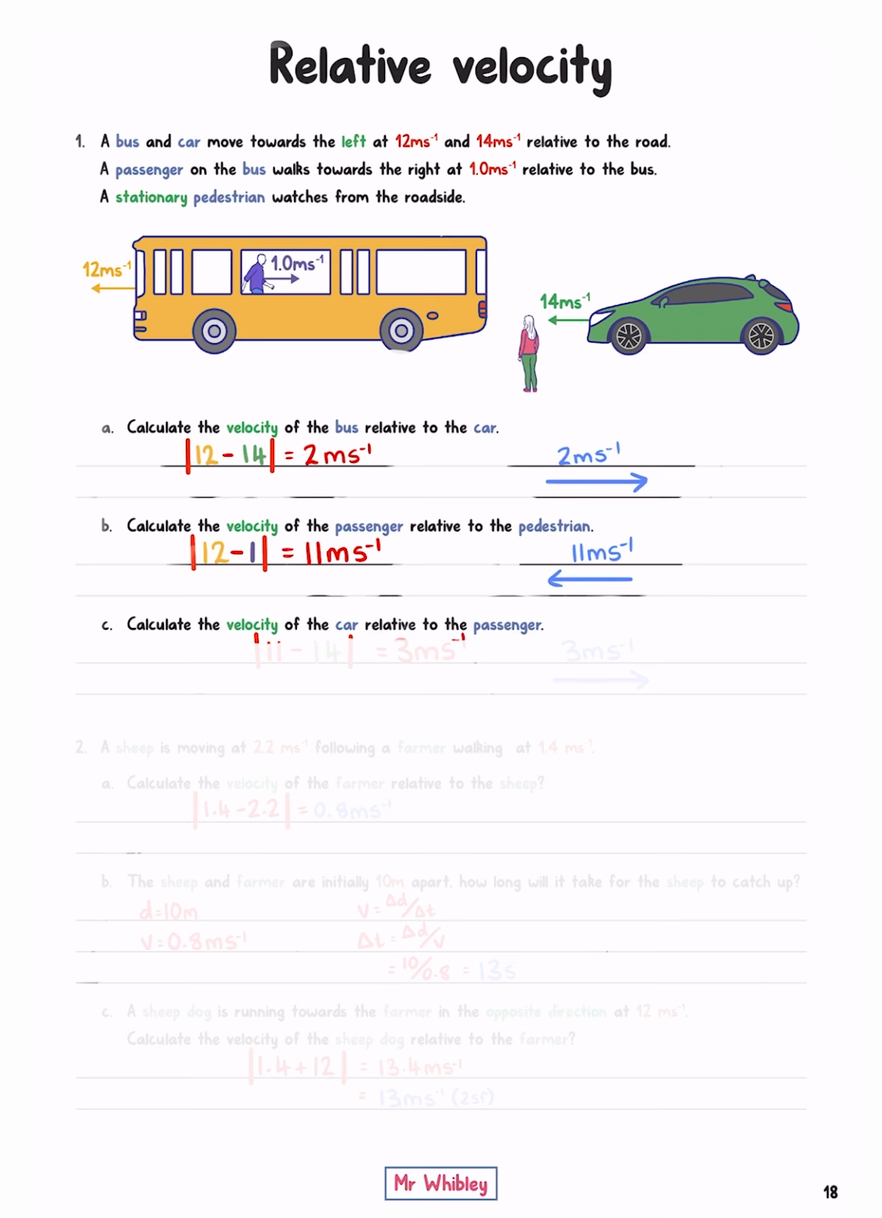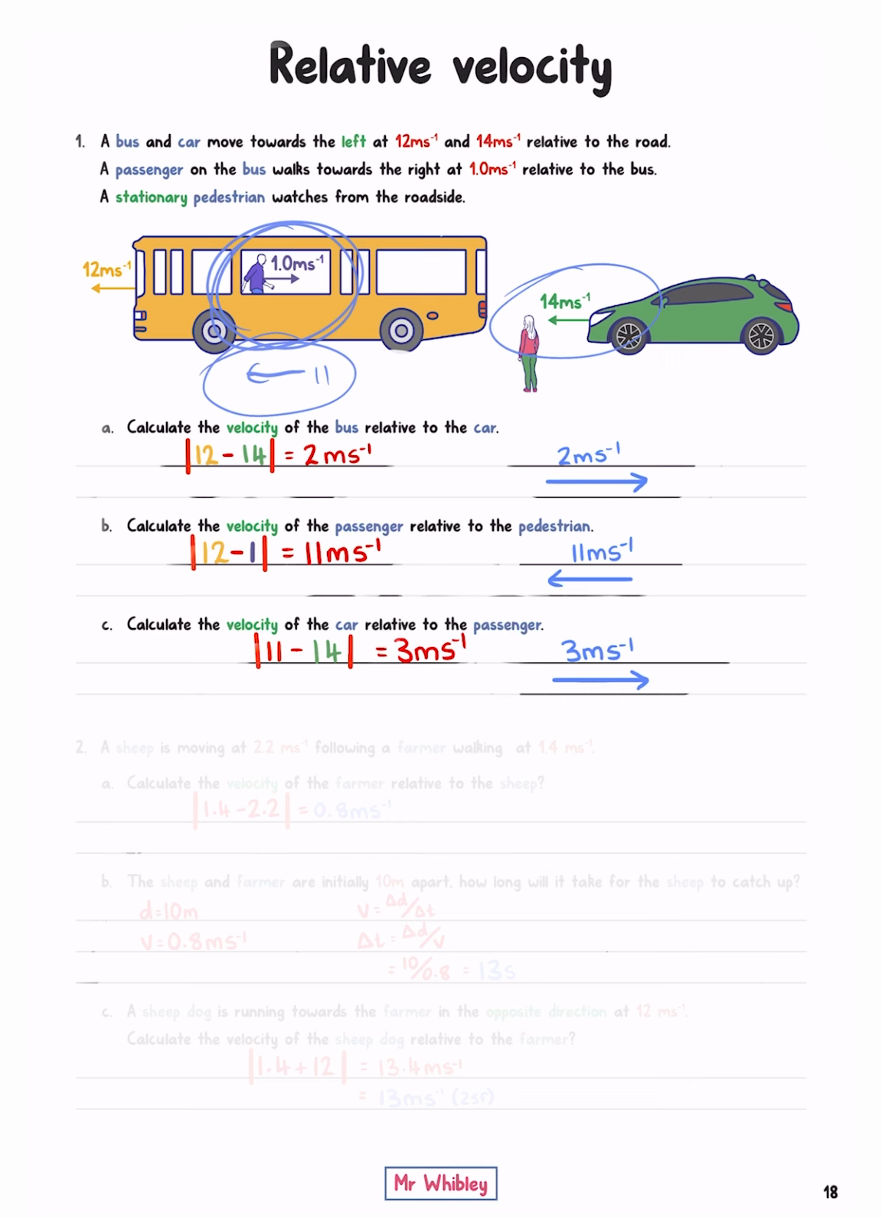The velocity of the passenger relative to the road is, as we found in the last question, 11 meters per second. Because these two velocities are in the same direction, we find the difference between them, just as we did in part A. That gives us 11 minus 14, which is 3 meters per second. And from the perspective of the car, the passenger will, as in part A, be approaching.